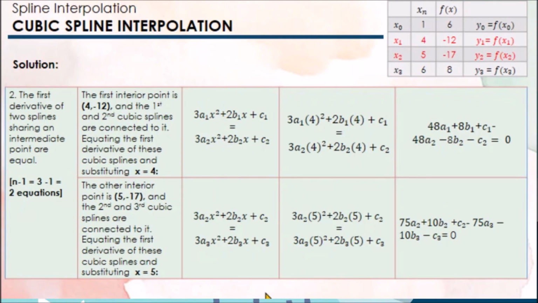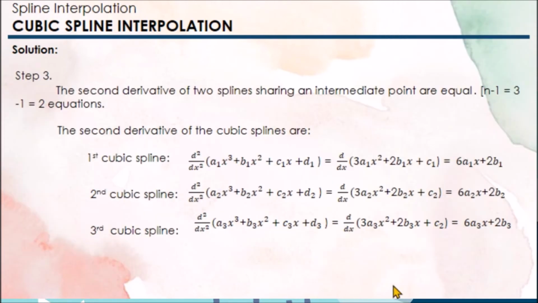So simplifying this one, equate lang natin sa 0. So we have 75a sub 2 plus 10b sub 2 plus c sub 2 minus 75a sub 3 minus 10b sub 3 minus c sub 3. So nakakakuha tayo ulit ng dalawa pang equation. So next step, the second derivative of 2 splines sharing an intermediate point are equal.